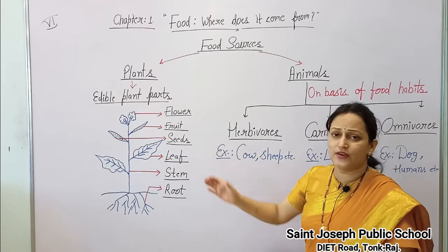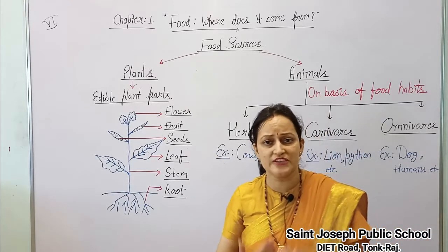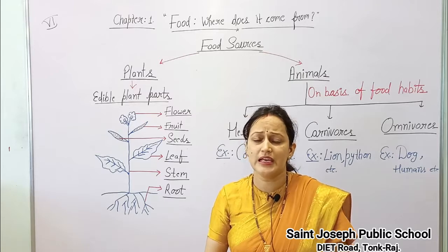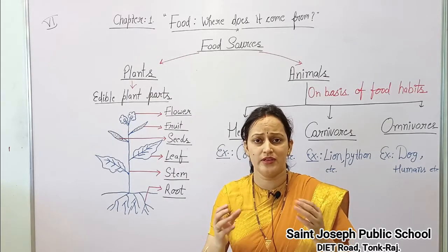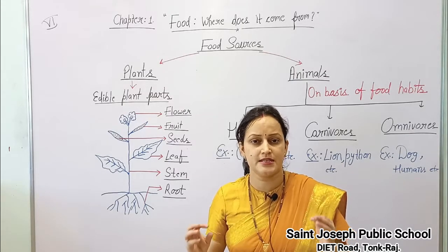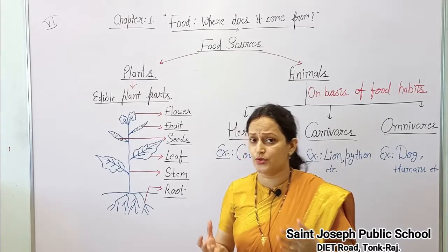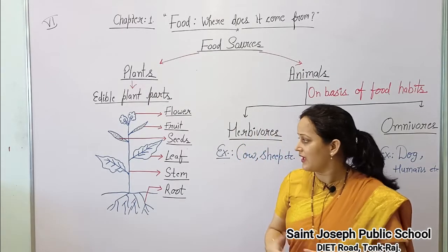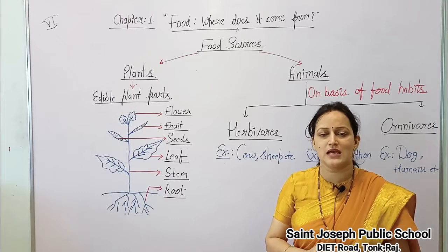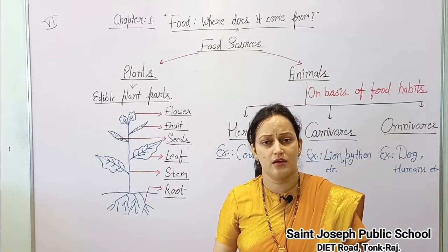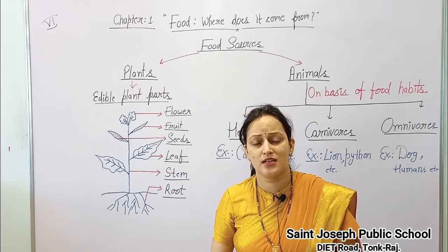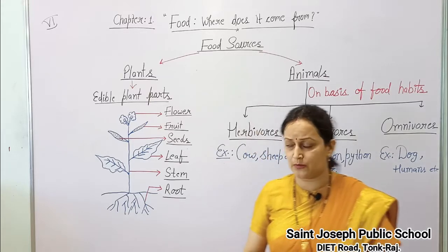Next is the leaf. कुछ पौधों में हम पत्तियों को, leaves को consume करते हैं. Green leaves have a lot of different nutrients and minerals in them, so they are good to include in the diet. Examples of leafy vegetables are fenugreek, mint, spinach.